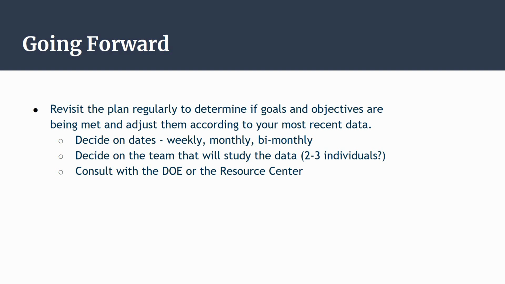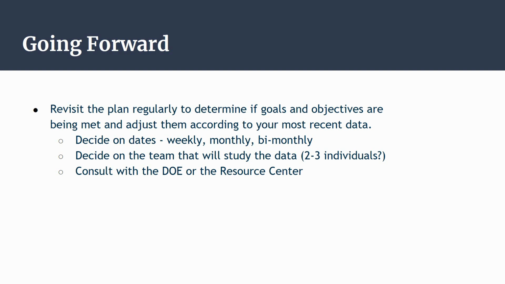Going forward, continuous program improvement is an ongoing process that is developed over time and revisited often. After creating your initial goals and plans, you will be asked to revisit the plan regularly to determine if goals and objectives are being met and adjust them accordingly to your most recent data. This means deciding on dates, whether weekly, monthly, or bi-monthly. We advise you not to wait until the end of the fiscal year when it is too late to make adjustments that matter. Decide on the team that will study the data.